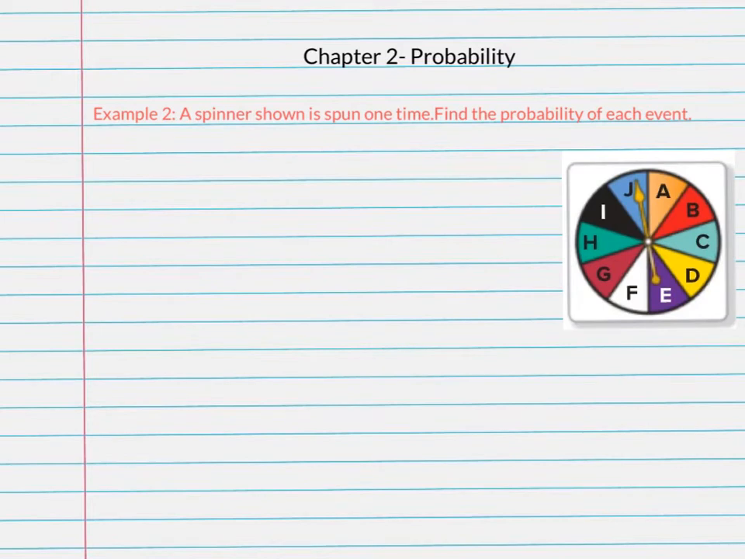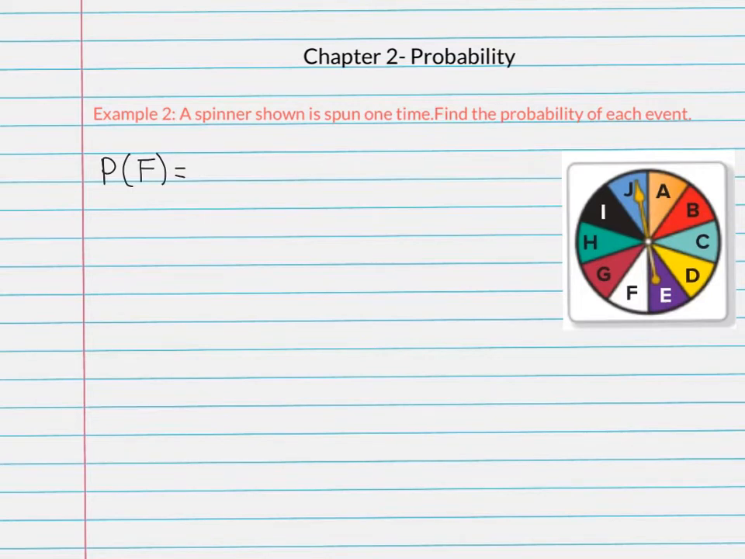Example 2. We have a spinner and we spin the spinner one time. They want us to find the probability of each event. For example, they want us first of all to find the probability of getting letter F. This means they want us to find the probability P of F is equal to how much? I remind you, probability is the number of favorable outcomes, our favorable outcome here is F, over or divided by the total number of outcomes, as we agreed.